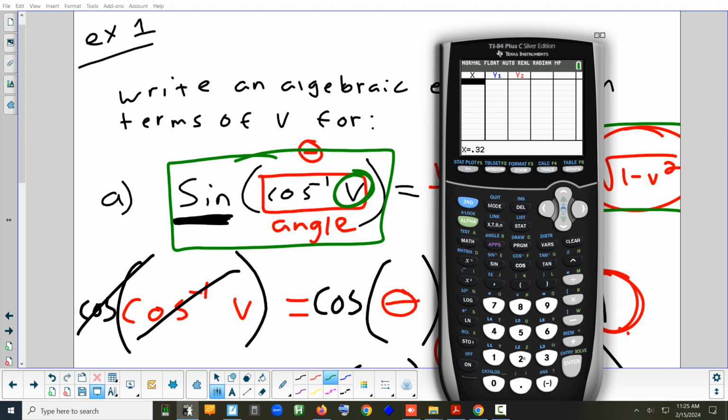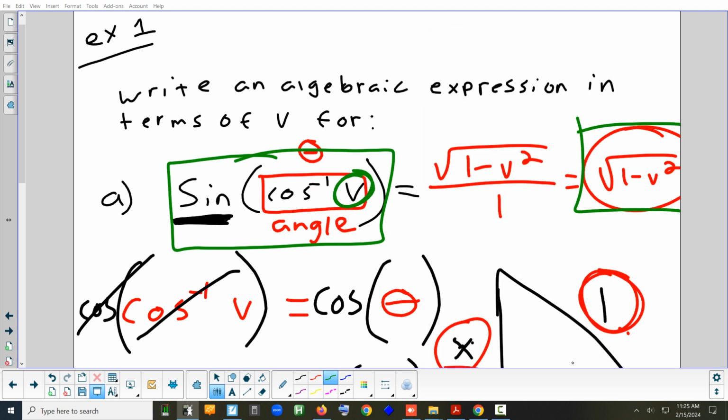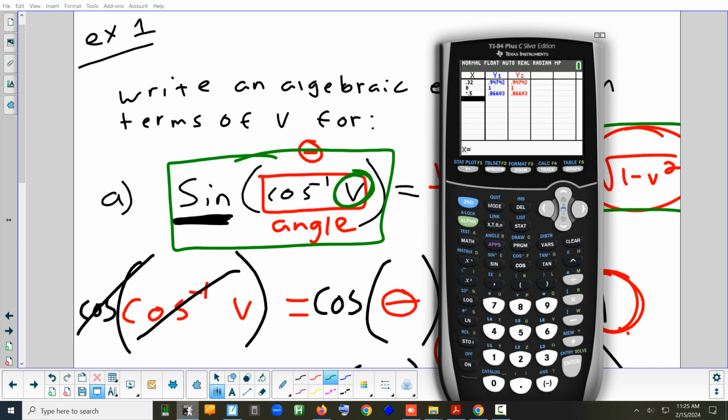0.32. If I plug 0.32 into the formula on the left, I get 0.94742. If I plug it in on the right, I get 0.94742. Each formula gave me the same result. Let's check another number. 0. Both formulas give me 1. We could check one more. All right, I'll do -0.5. 0.866, 0.866. So these two formulas seem to always be giving me the same result, which means that they really are equal. And we can graph it too.